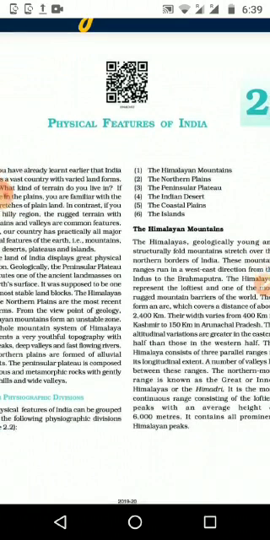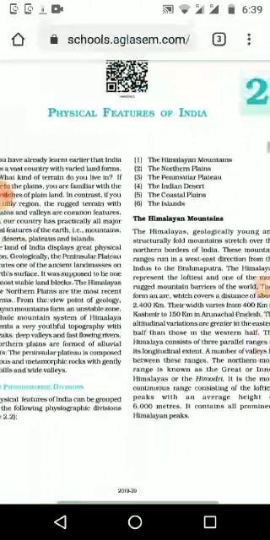Next one is Indian desert. We have different deserts, and in that we have hot desert as well as cold desert. That also you studied in which class? You studied in 7th standard. Hot desert and cold desert. Ladakh is a cold desert, and Rajasthan Thar desert is the hot desert.